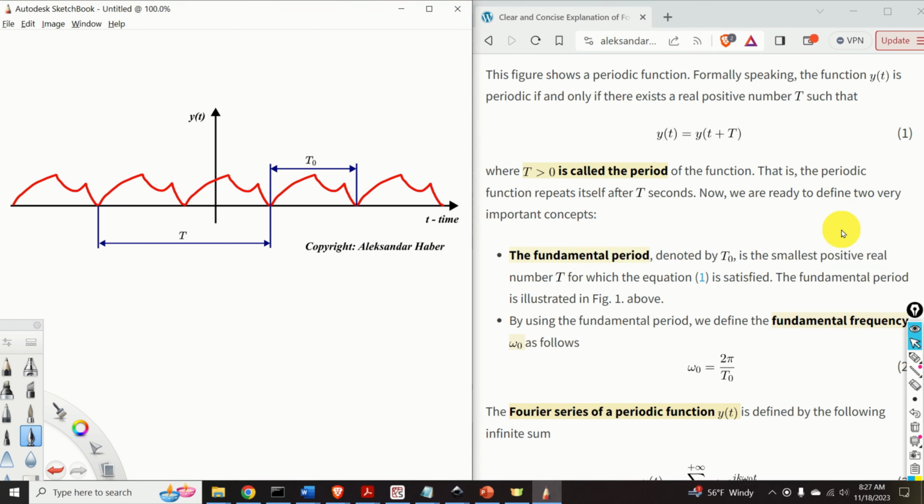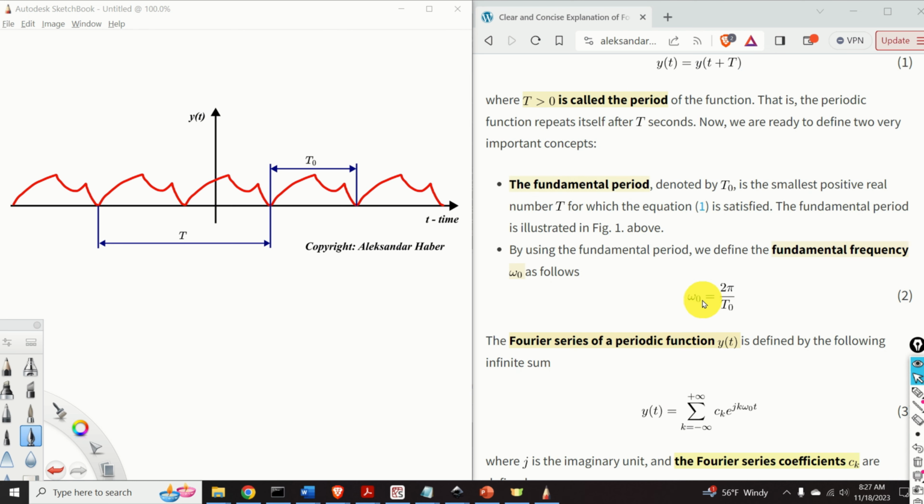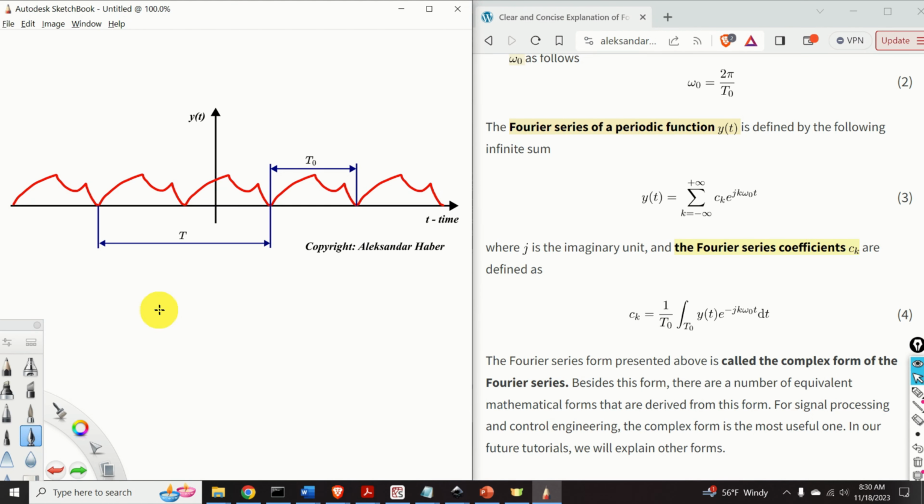Now we are ready to define two very important concepts. The fundamental period, denoted by capital T0, is the smallest positive real number, capital T, for which this equation is satisfied. The fundamental period is illustrated over here. By using the fundamental period, we define the fundamental frequency omega 0. This frequency is defined like this: 2 pi over capital T0. Now we are ready to formally define the Fourier series.